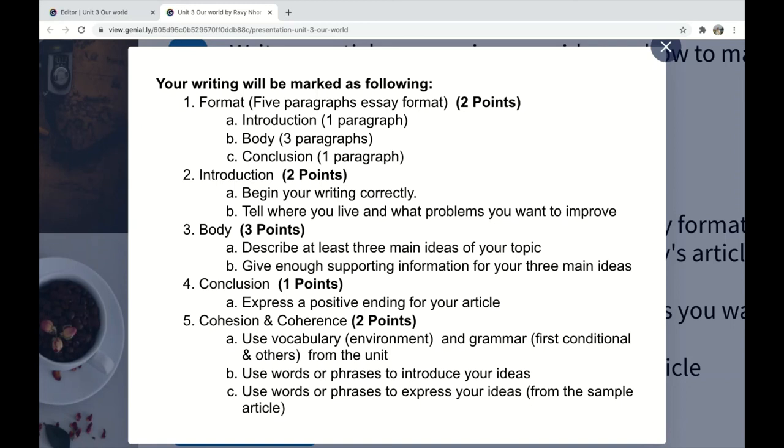And the last one, I'm going to look at how you use the grammar, the vocabulary, and also some expressions that you learned from Amy's article, and you apply them in your writing to get another 2 points. So these are the writing tasks, the writing homework that you need to do.